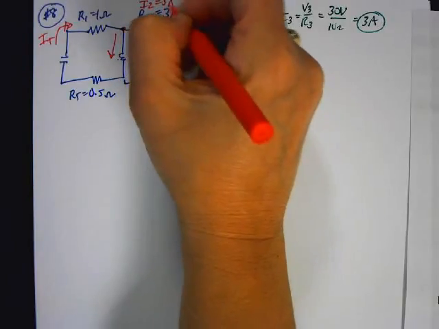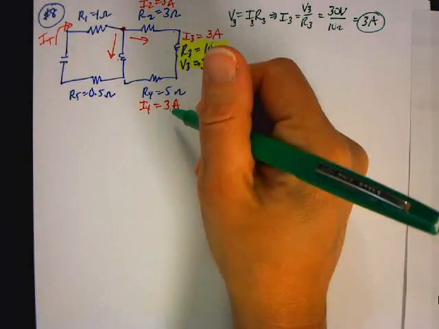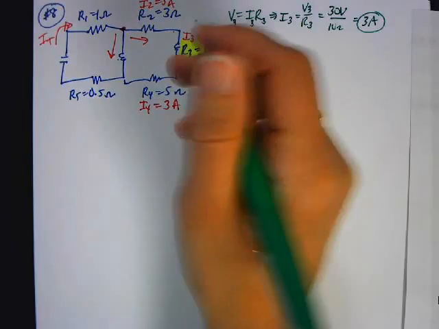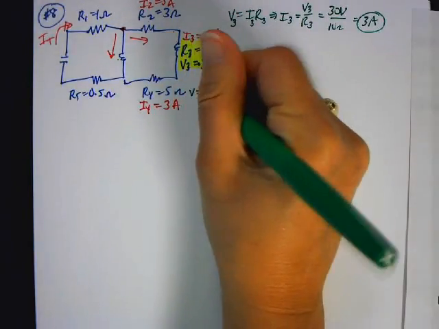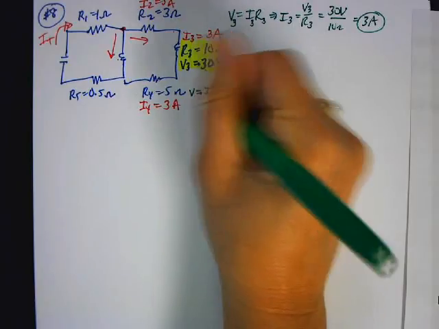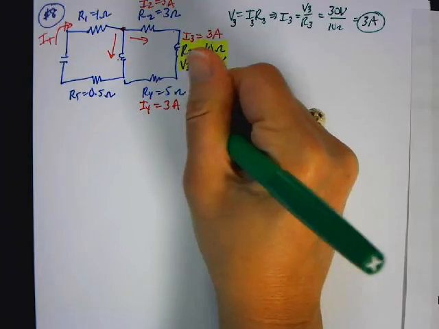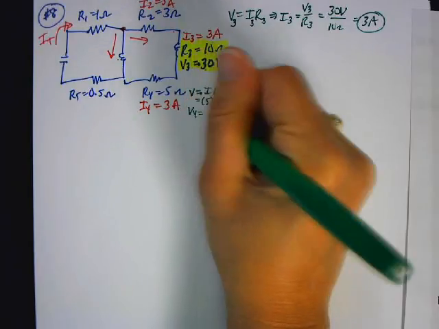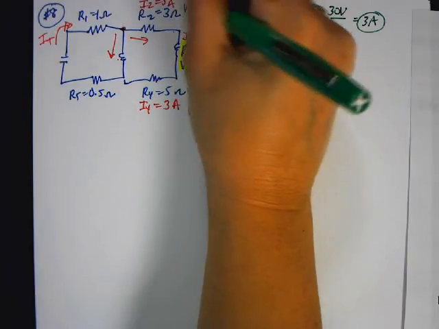You see how you can already start figuring stuff out? And then I can use Ohm's law here, and I can say V is equal to IR, and this voltage drop is equal to IR, which is 5 times 3, so V4 is equal to 15 volts, and V2 is equal to 9 volts.